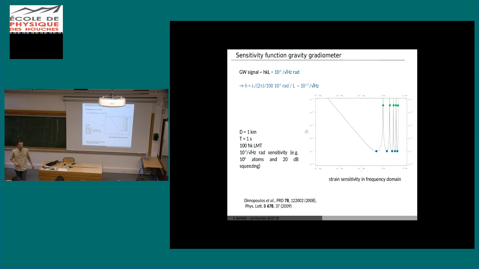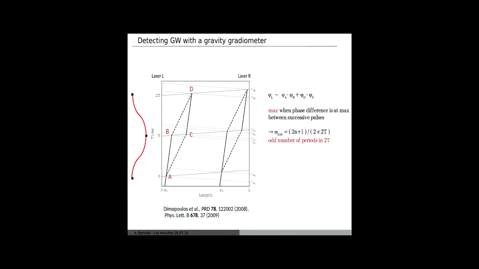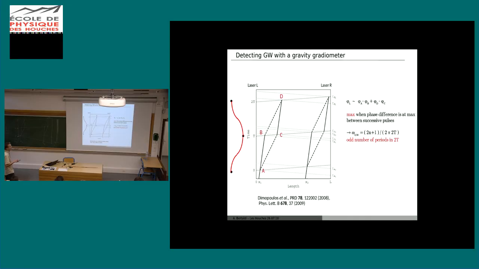And now the strange features, so the maxima and the notches. To understand why they occur, just consider that the phase that you measure on one of the two interferometers is given, as we explained yesterday, by this formula. So phi, the phase imprinted in point A, minus phase in B, plus phase in D, minus phase in C. Essentially, the difference of phase between successive pulses.